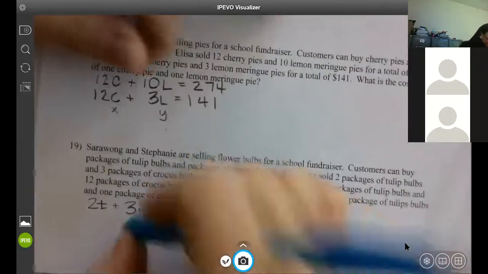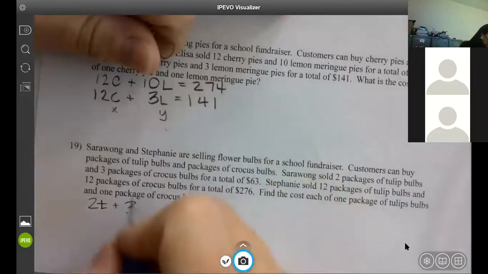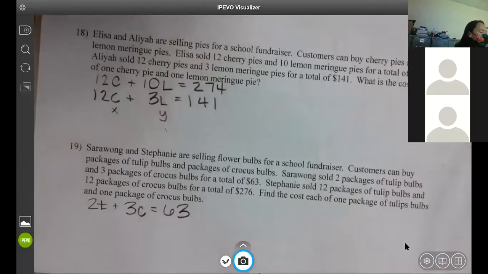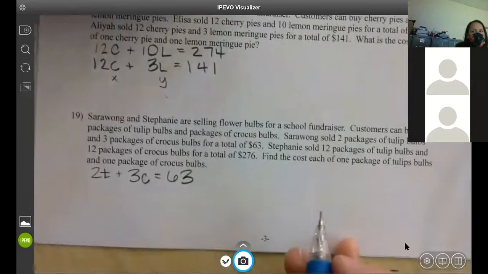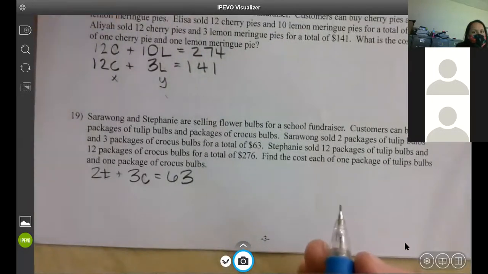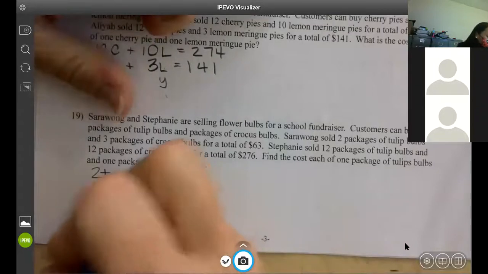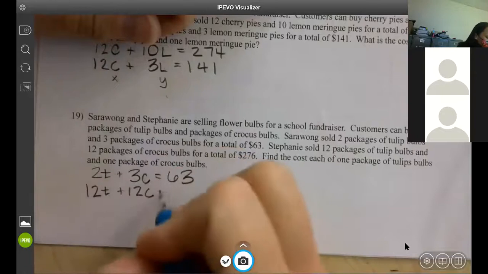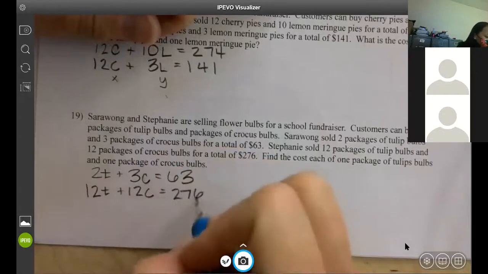Okay, so I'm going to do T for tulip and C for crocus for a total of 63. Don't use the same variable. Then it says Stephanie sold 12 packages of tulips and 12 packages of crocus. So 12 tulips, 12 crocus for a total of 276.